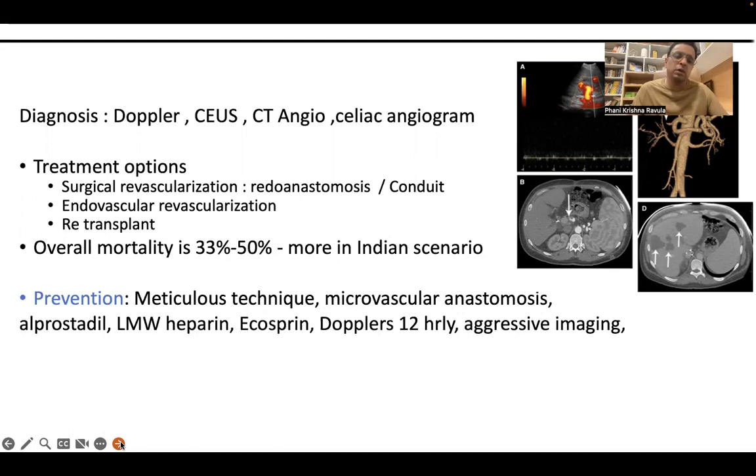So the best thing in our scenario is to prevent it. This is done by meticulous technique, preparing your vessels very well, avoiding any intimal injury, and microvascular anastomosis when feasible, which probably reduces the arterial problems. In our setup, though it's not backed by level 1 evidence, in the risky anastomosis we use alprostadil. We also use low molecular weight heparin and ecosprin as anticoagulant and antiplatelet agents to prevent thrombosis. Doppler should be done 12th hourly, and if there is any doubt, we should image aggressively to pick it up in the golden hour, before the multiple liver dysfunction and liver necrosis and the sequelae set in.